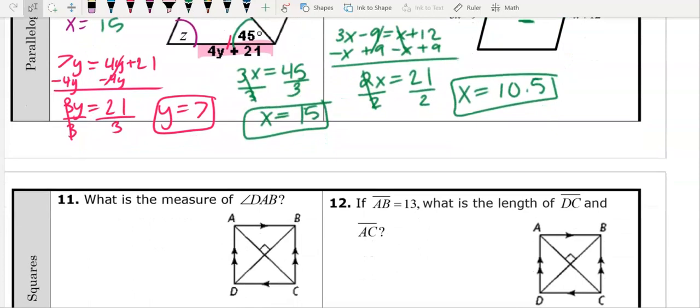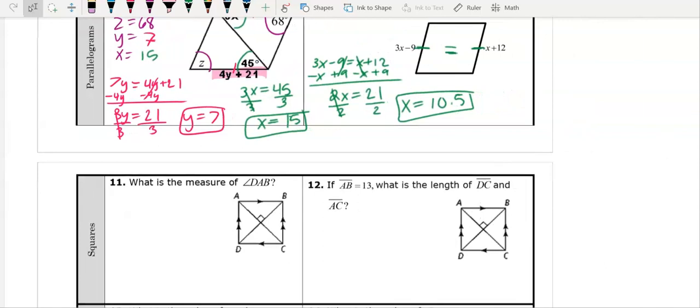And number 11, what is the measure of angle DAB? Okay, so now we're in the squares section. So let's look at the squares section of our foldable on the back side. So we're looking for measure of angle DAB. What are all four angles in a square? What are they each? 90. Good. All angles in a square are 90 degrees. So DAB is 90.